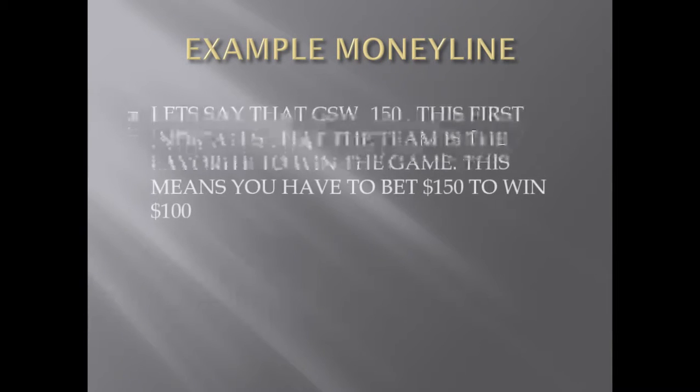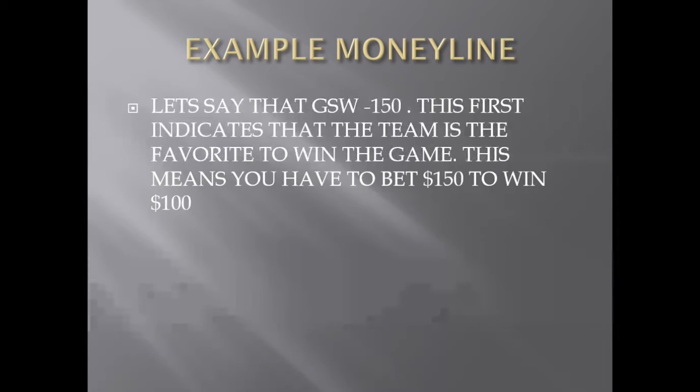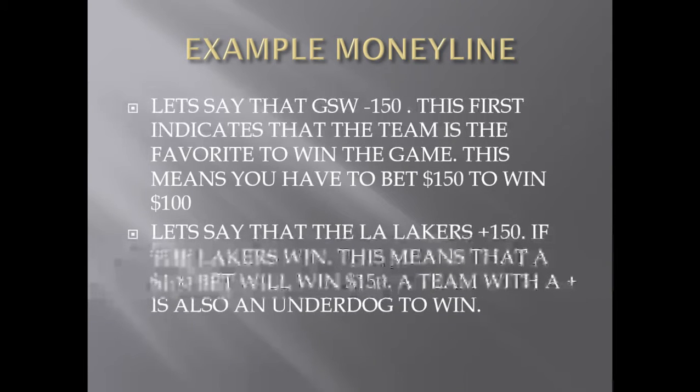Example moneyline. Now let's say the Golden State Warriors was a minus 150. This indicates that the team is the favorite to win the game. This means you have to bet $150 to win $100. Now let's say that the LA Lakers were a plus 150. If the Lakers win, that means that a $100 bet will win $150. A team with a plus sign is also an underdog.